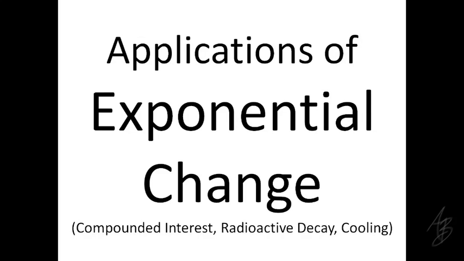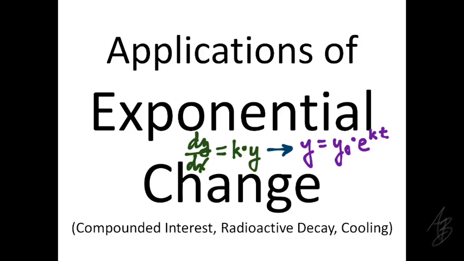In another video, we looked at the idea of exponential change, and that idea came from a differential equation that looked like this, where the rate of change is proportional to the value of the function itself. We ended up with an equation where the value of something, or the size of something, is equal to the initial value times e to the kt, where k is what we call a growth constant, and that k depends on several things.